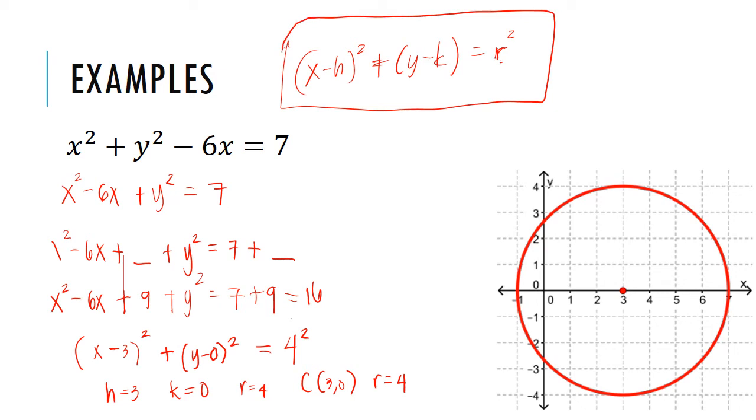Yung radius, para makuha mo siya na radius, dapat ini-express natin siya as a square. Kung 16 yan, for example, hindi natin siya in-express as a square, tapos sinagot mo radius is 16, mali yon, kasi yung standard equation, dapat naka-square. So, express mo yung right side, yung constant side, as a square. And 16, di ba, is equal to 4 squared.